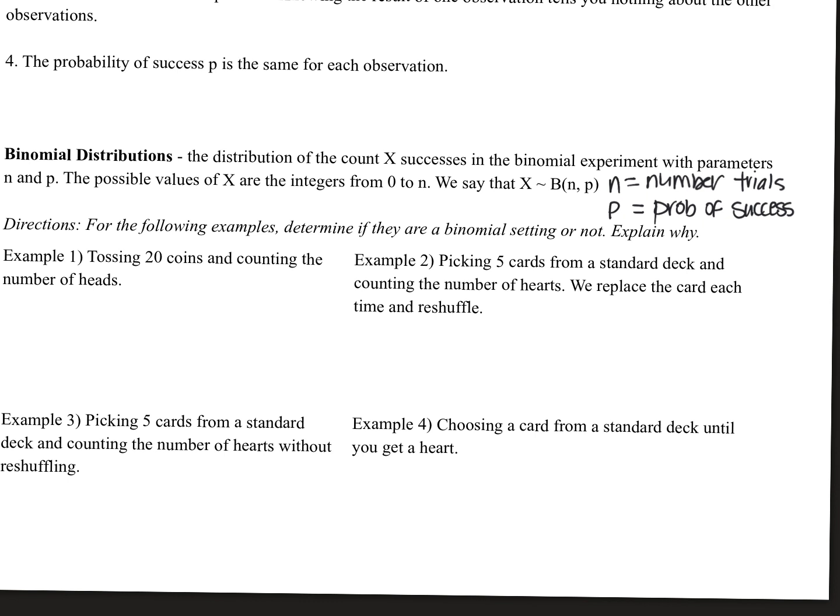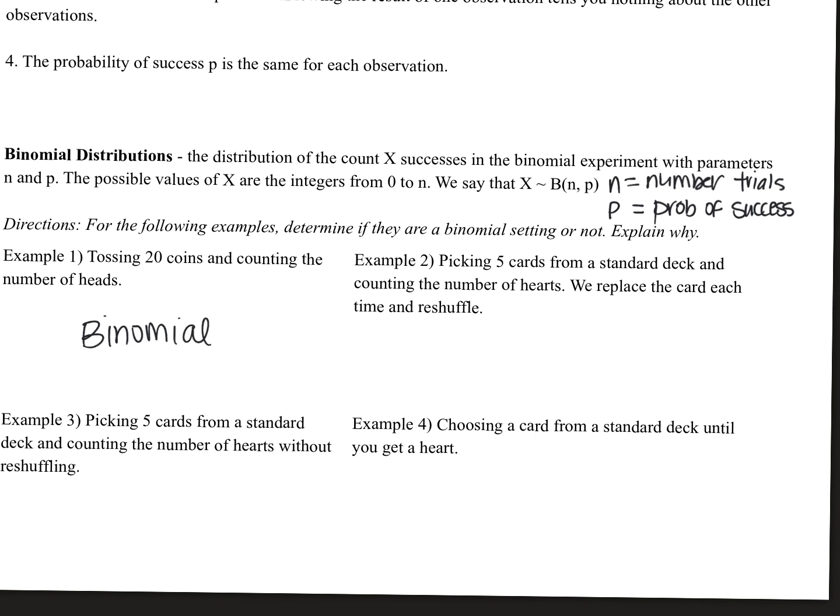Okay. For our examples, we are going to determine if they are a binomial setting or not, and if they're not, we're going to explain why. So we go through the 4 statements above and check that they're all met. First, tossing 20 coins and counting the number of heads. Are there 2 outcomes? Yes, heads or no heads. Are there a fixed number of trials? Yes, we're tossing the coin 20 times. Are the events independent? Yes, the probability of one coin coming up heads does not change the probability that the next one does. And is the probability of success the same for each observation? Yes, because the probability each time is 0.5. So this is binomial.